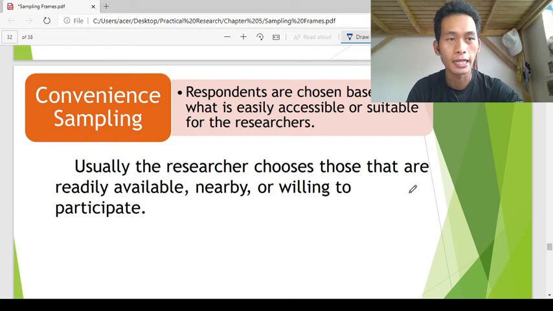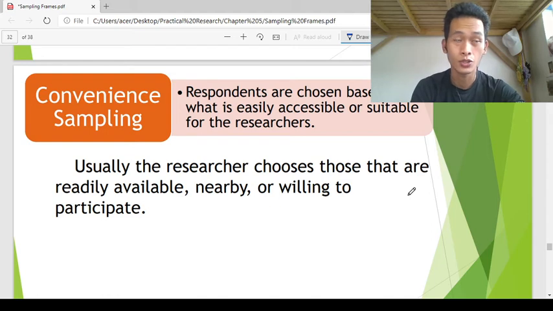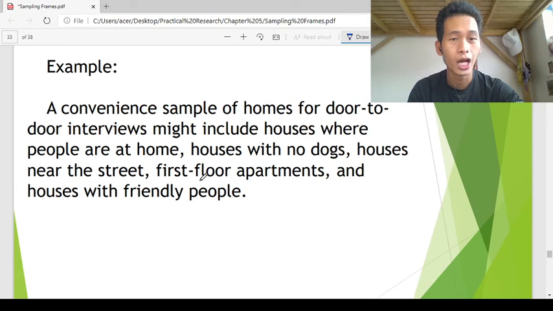An example is the customers in a store. They will not interview every customer one by one. They wait in the store, and whoever is available is interviewed. That is convenience sampling. For example, a convenience sample of homes for door-to-door interviews might include houses where people are at home. You only include those people who are at home.